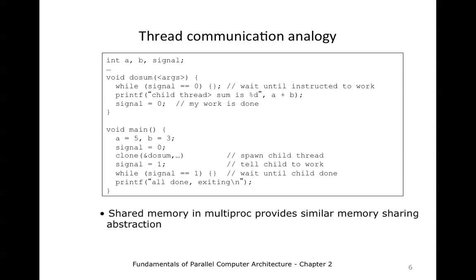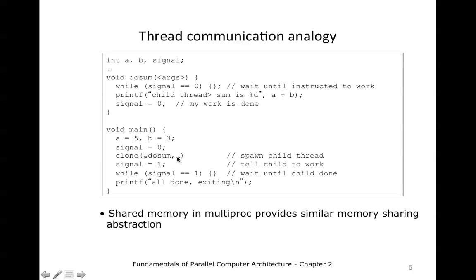Here I show you code where a thread will spawn another thread. We'll call that the child. The child will perform an addition and print out the result. Suppose that we start in the main function in a parent thread. It initializes A and B to 5 and 3. It sets the signal to 0, and then it performs a clone. So the child thread is spawned and starts running.